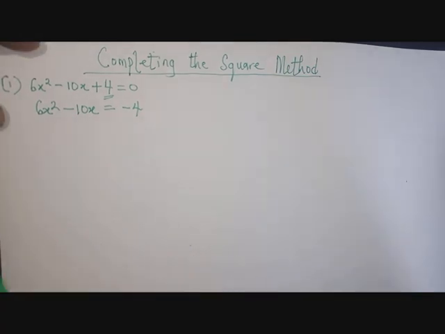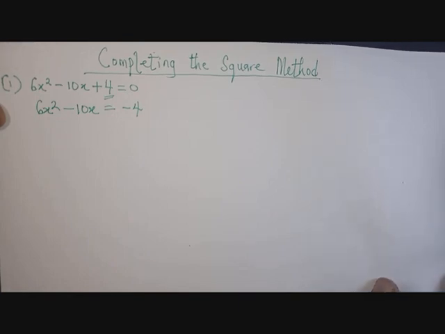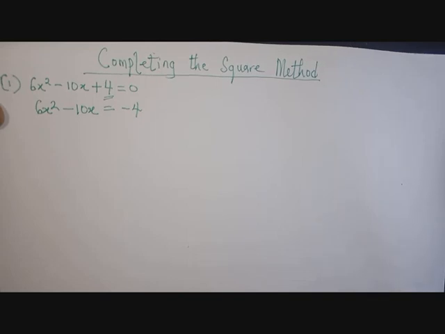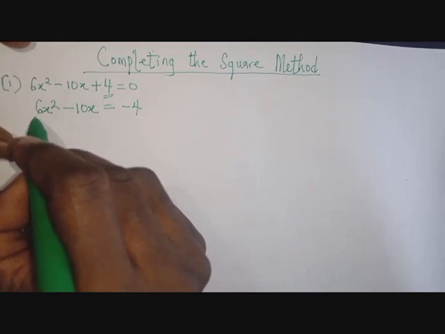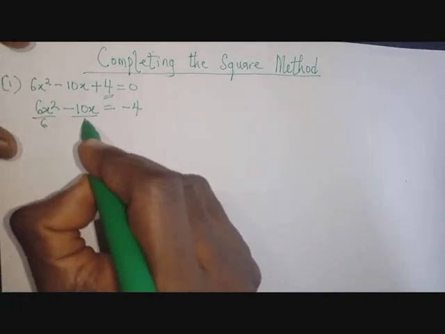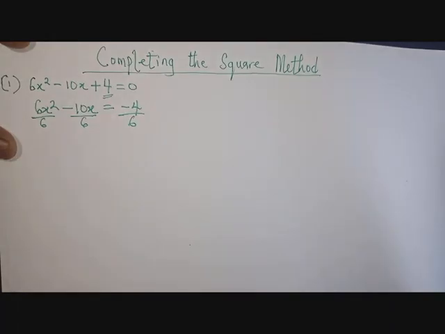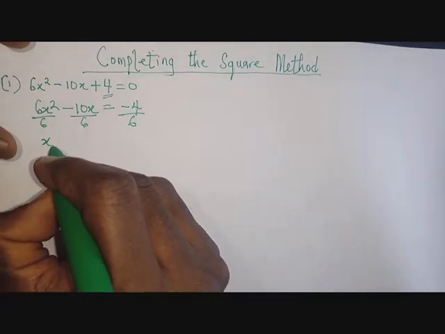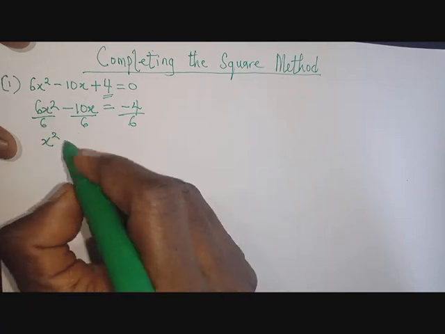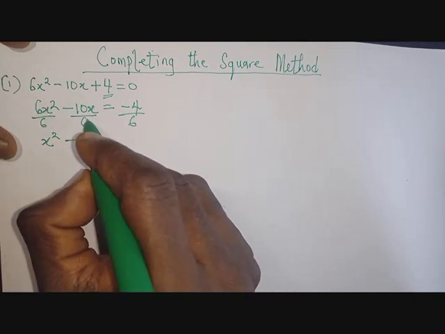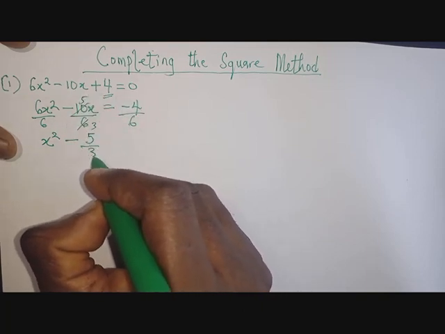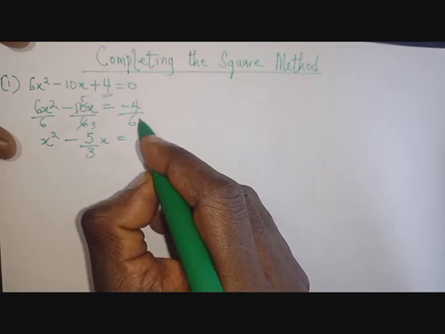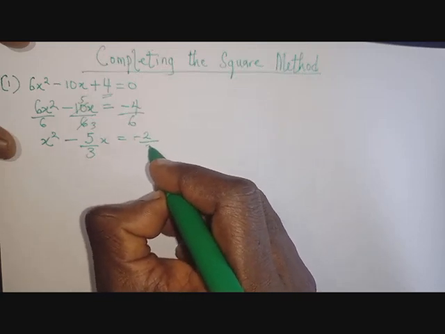Then the next step is to divide through by the coefficient of x squared. What is the coefficient of x squared in this question? It is 6. So I'm going to divide through by 6. Let me break it down and see what it's going to give me. 6 divided by 6 gives x squared. 2 here 3, 2 here 5. So I'm going to be left with 5 over 3 x, then minus 2 over 3.